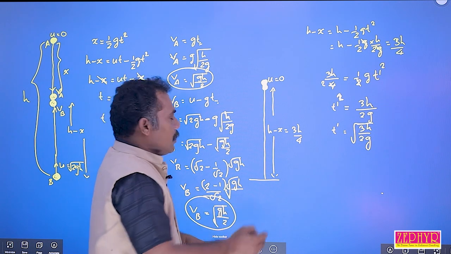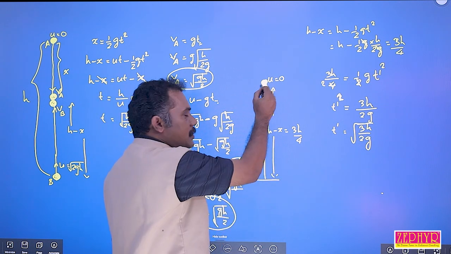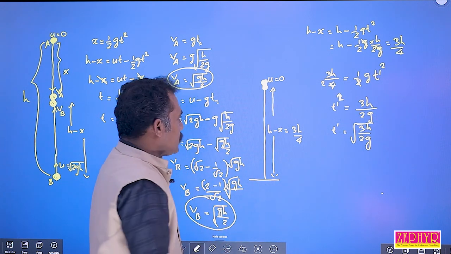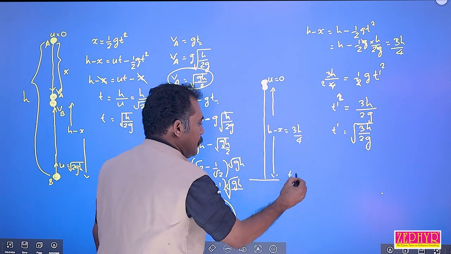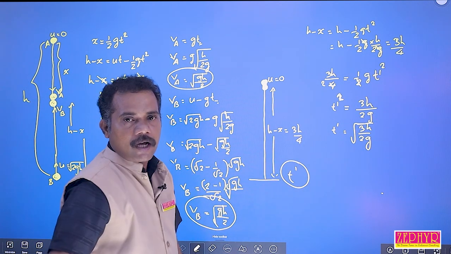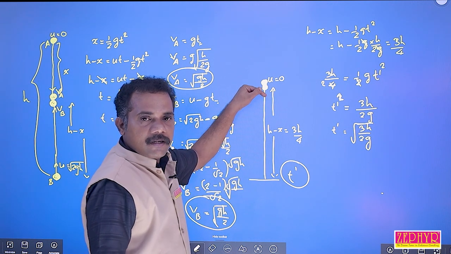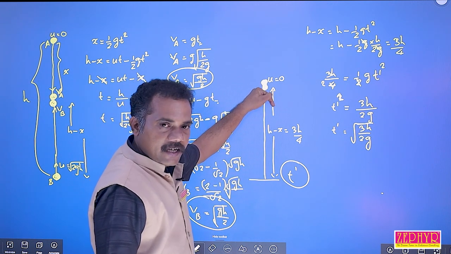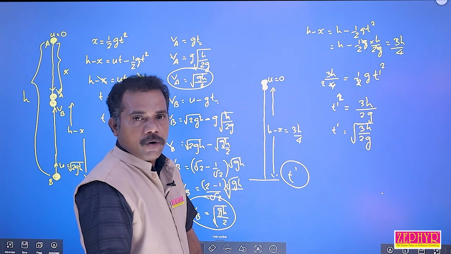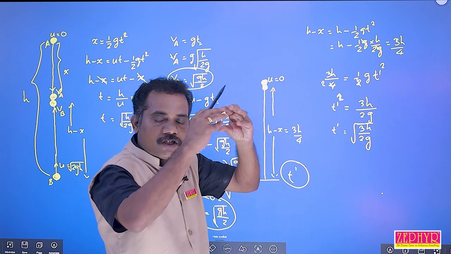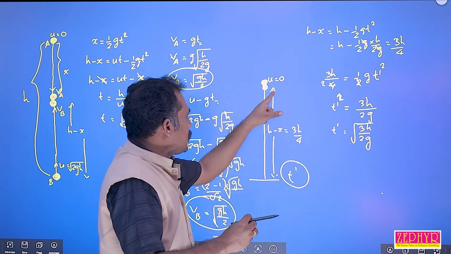Okay, then we want to find the time taken by the combined mass to reach the ground. Let the combined mass reach the ground in time t dash, but the combined mass falls from height h minus x. Okay, the collision is perfectly inelastic, so both bodies stick together, and the initial velocity becomes 0.